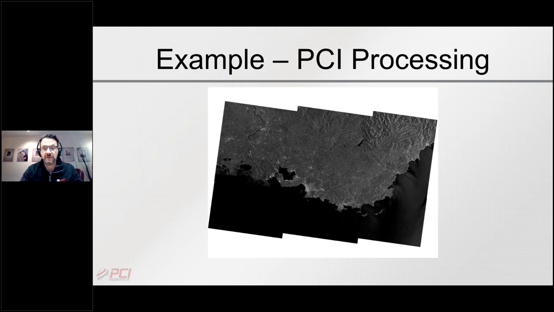As you can see on the screen, this is a Sentinel-1 TOPS data set that has been ingested using PCI GDB technology. And we have a single image. We can process the entire image all at once, or we can focus on a specific area of interest and process a subset of the image.